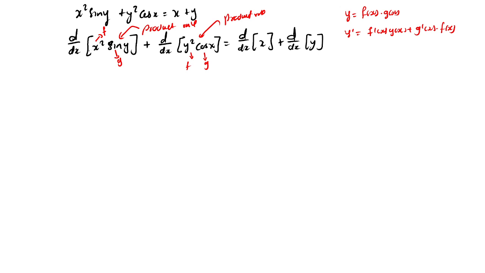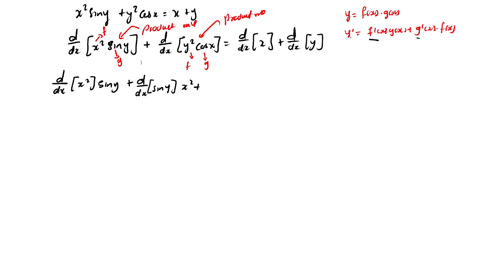What we're going to do now, we're going to take the derivative of f. So the derivative of f is going to be d over dx of x squared, and then what do we keep? We keep our g, which is sine of y, plus, now we take the derivative of g, which is d over dx of sine y, and then we keep our f.